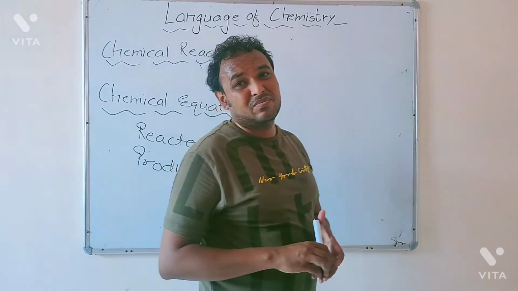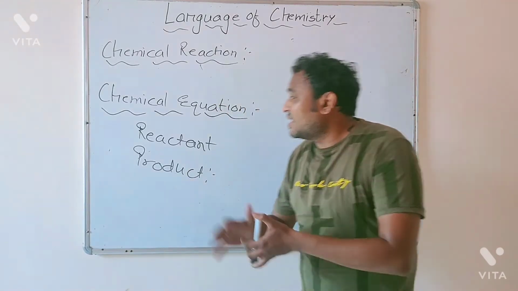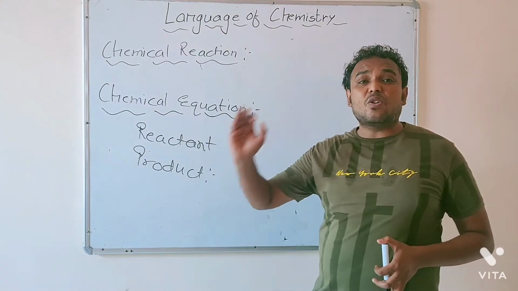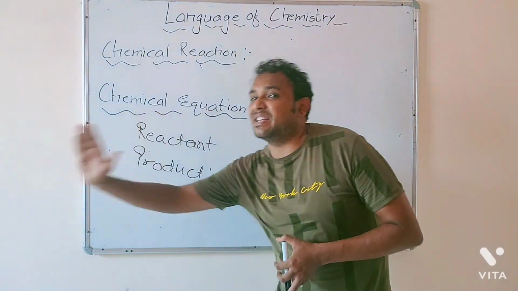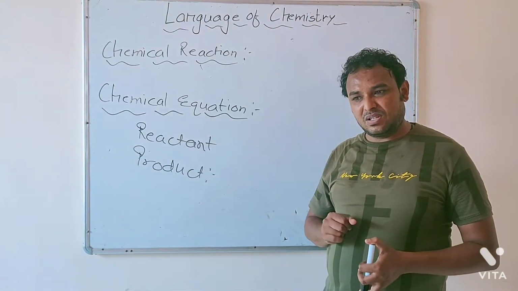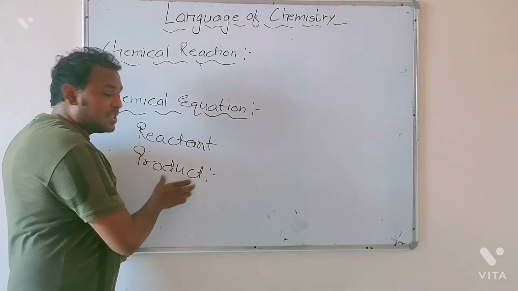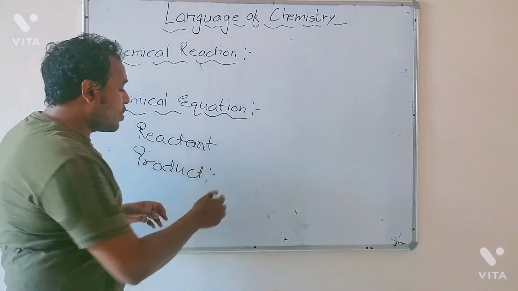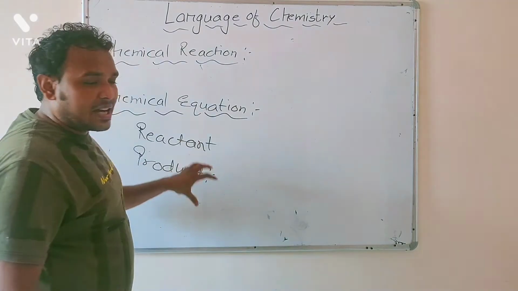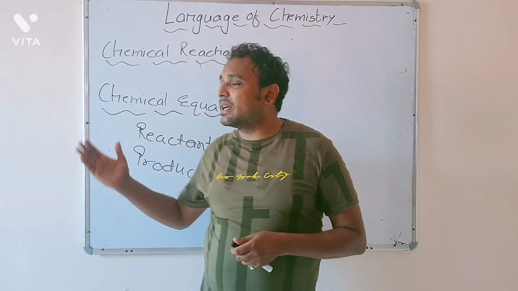What is a reactant? The substances which take part in a chemical reaction are called reactants. And in a chemical equation, the reactant is always written on the left hand side. Now what is a product? The new substances which are formed after the reaction are known as products. And the product is always written on the right hand side. And in between reactant and product we put an arrow sign. This is the way we represent the chemical equation.